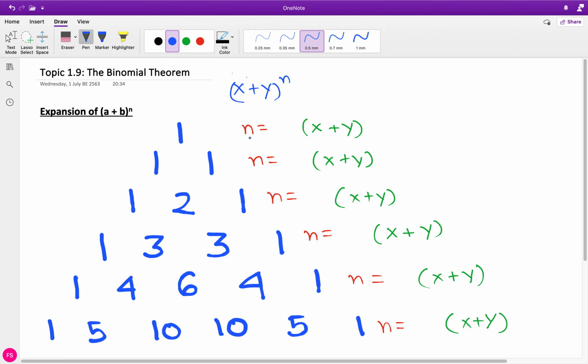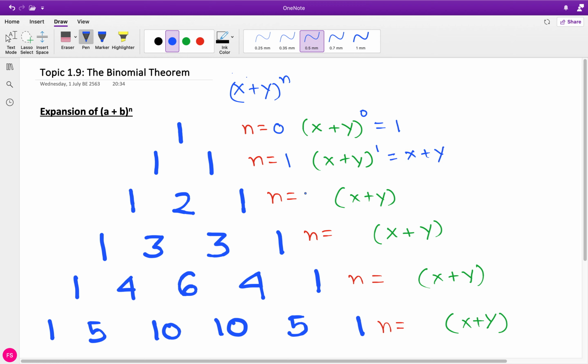Now we will go to the first row and we will start from here. For the first row, we write n equals 0. So if my n is 0, I'm going to substitute x plus y to the power of 0. This will just give us 1. Okay, this is simple. The next row is row 1. So x plus y to the power of 1 will give us x plus y.